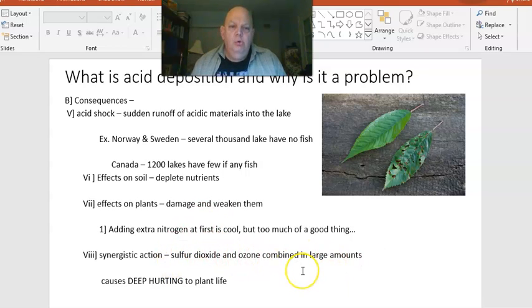So what happens? Synergistic action. Sulfur dioxide and ozone combine in large amounts. Okay, what does that do to the plants? It damages them a lot. That's why I'm saying it's deeply hurting plant life. Really brutal stuff.